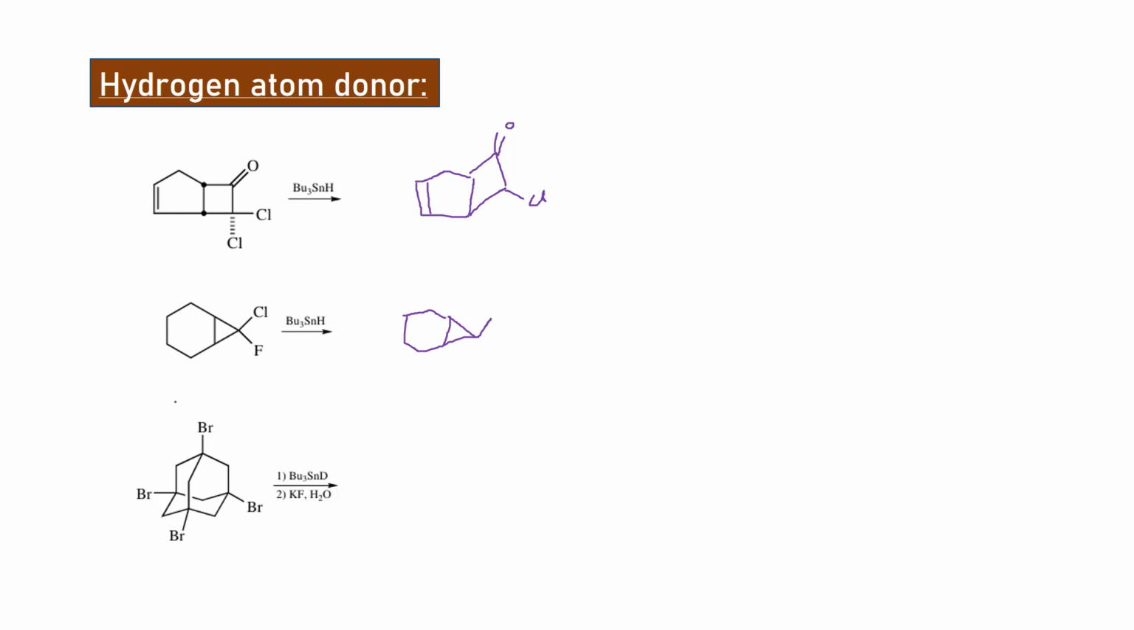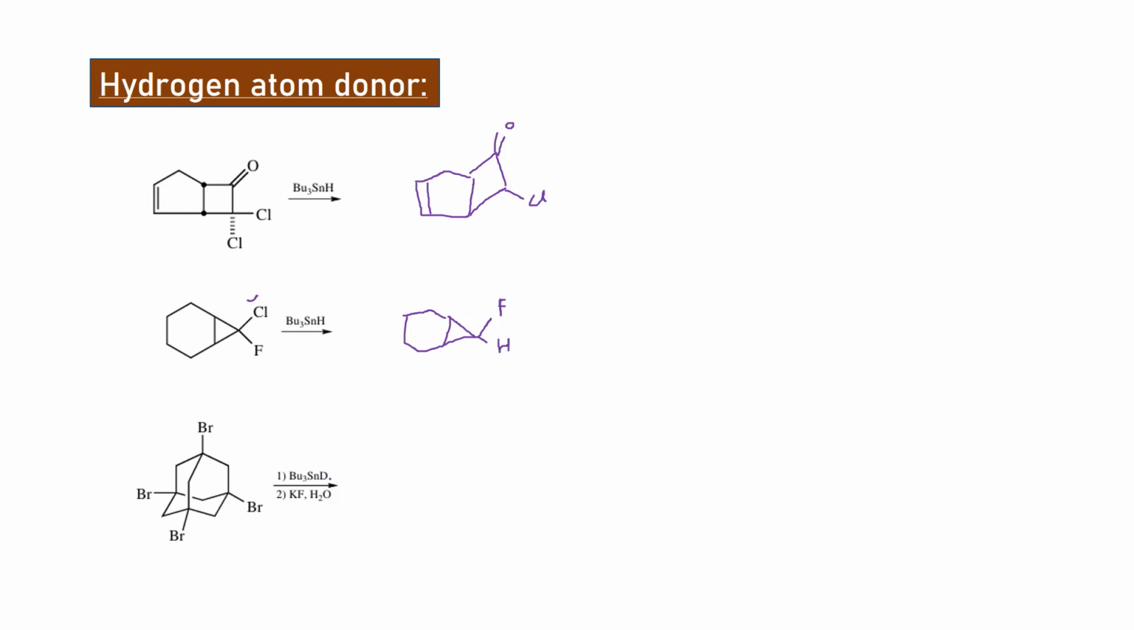So between carbon-chlorine and carbon-fluorine bond, which bond is weaker? Obviously the carbon-chlorine bond. So when you add this hydrogen atom donor, what will happen? The carbon-chlorine bond will break and the carbon-fluorine bond will still be there. So there is selectivity.